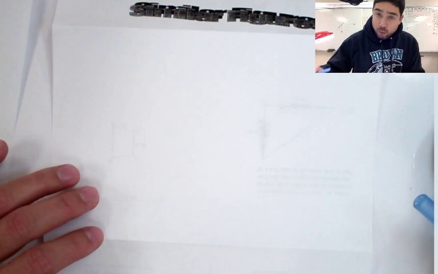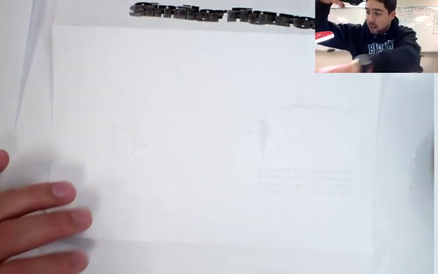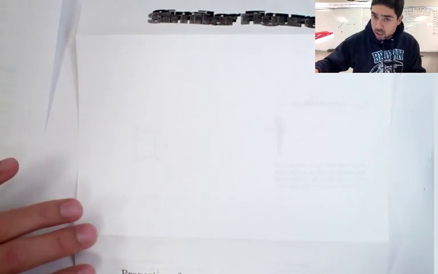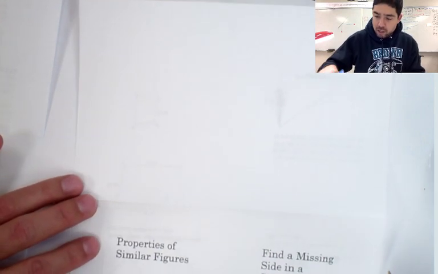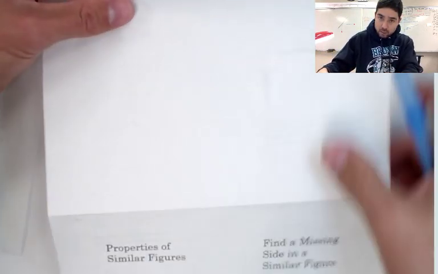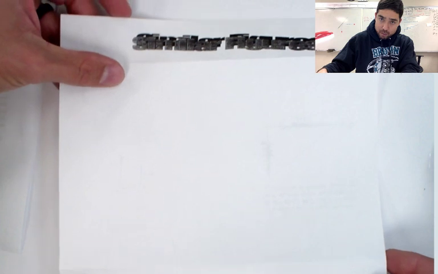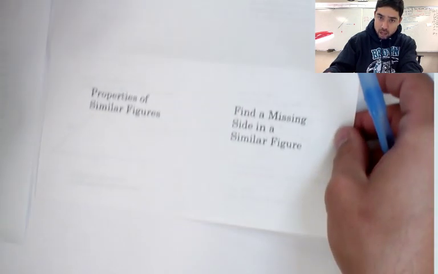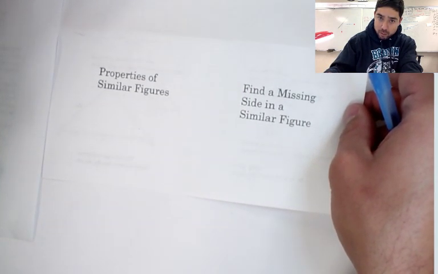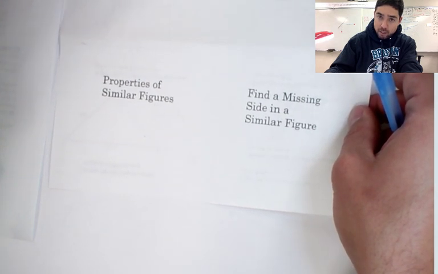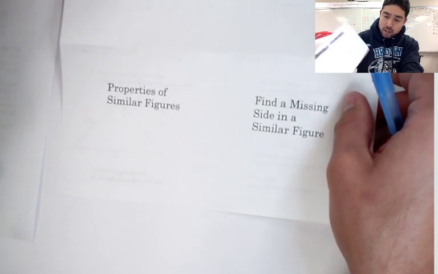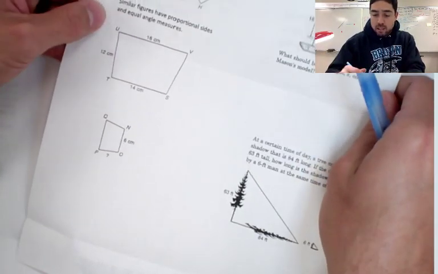I provided you this paper in your agendas, so I want you to copy the paper exactly the way that it is in the agenda. If you can print it out, print it out. So you should have a sheet that looks like this. It says similar figures at the top. And then kind of towards the bottom it says properties of similar figures and finding a missing side in a similar figure. And then if you turn it over, then you have the inside, right?